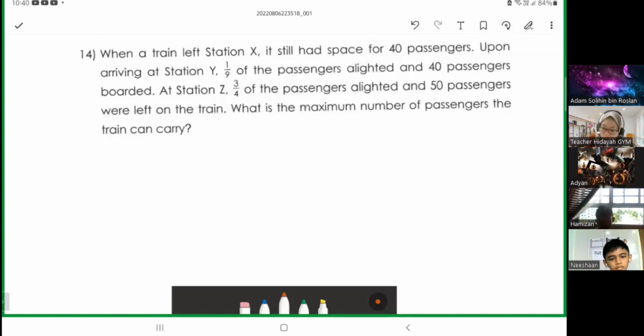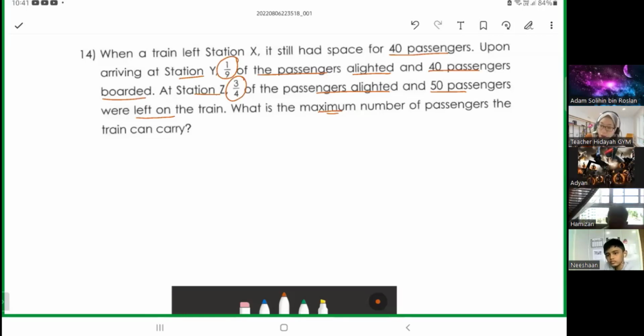Number 14. When a train left station X, it had space for 40 passengers. Upon arriving at station Y, 1/9 of the passengers alighted. Alighted means go down. And 40 passengers boarded. Boarded means come up. At station Z, 3/4 of the passengers alighted, and then 50 passengers were left on the train. What is the maximum number of passengers the train can carry? Confusing, but if we do line by line, it is possible.